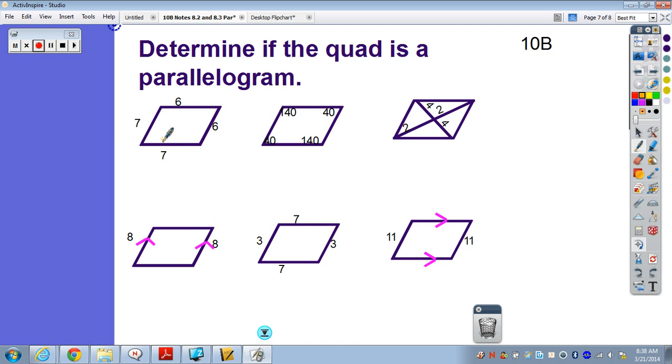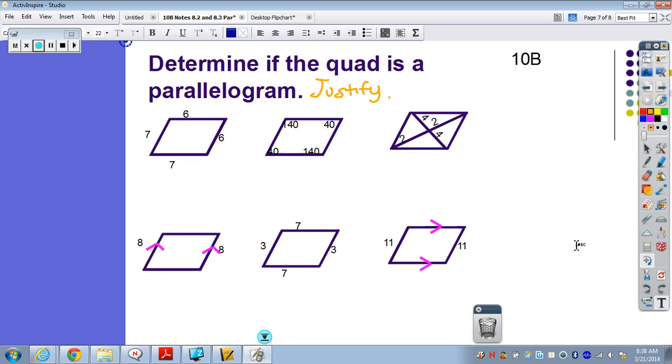So on here, we're going to determine if these 6 figures are a parallelogram, and then we're also going to justify, because you're going to have to do that on the test and quiz. So number 1, we look, and we have sides 7, 6, 6, and 7. So for it to be a parallelogram, opposite sides are parallel. But in this case, it's not the opposite sides. So this is not a parallelogram. Opposite sides are not congruent.